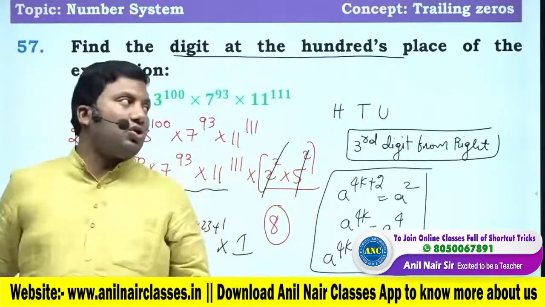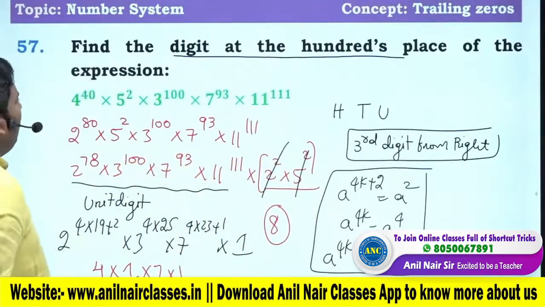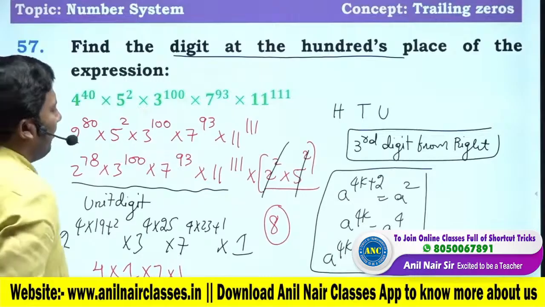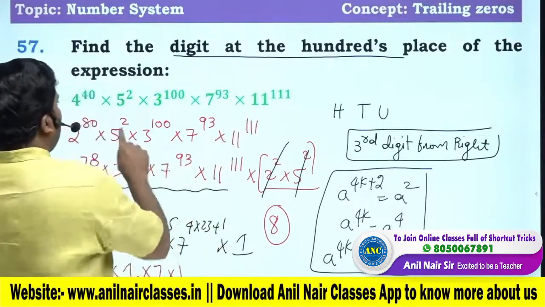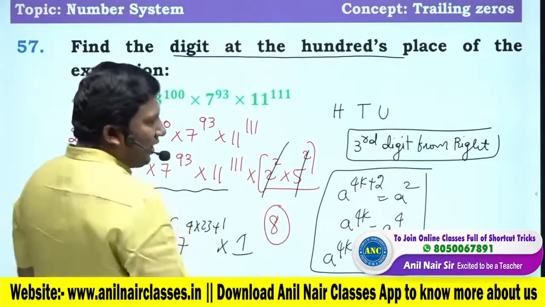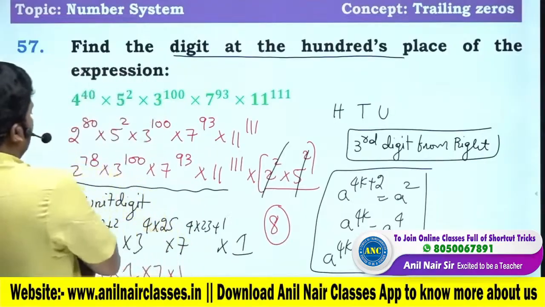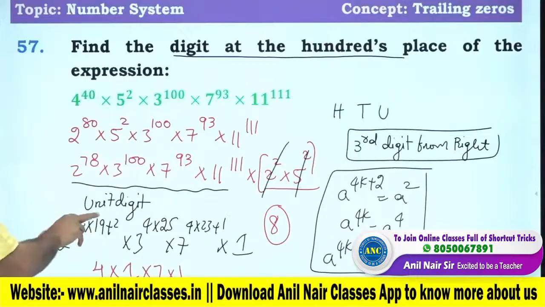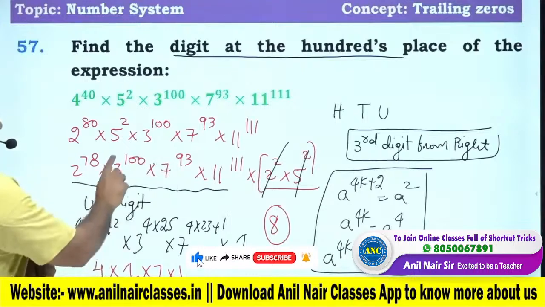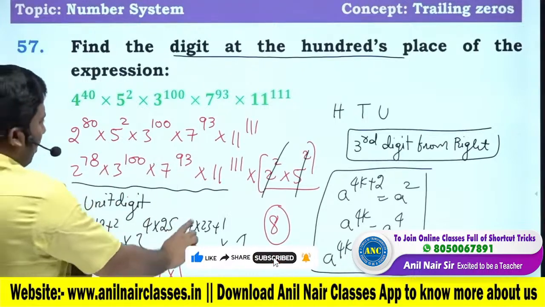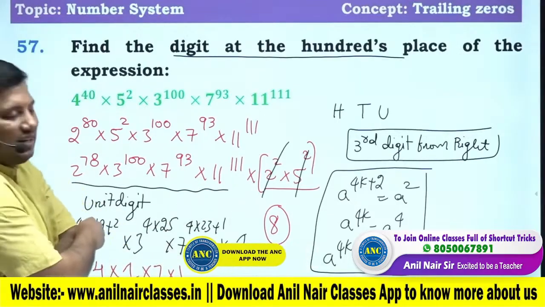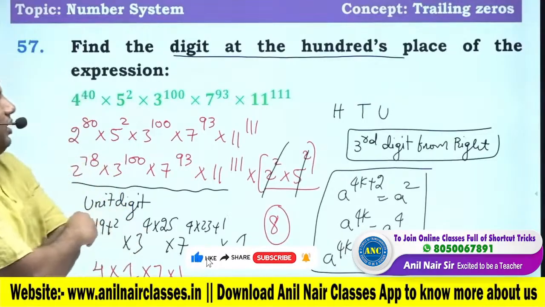Another very, very good question, sir. 4 power 40 into 5 square into 3 power 100 into 7 power 93 into 11 power 111. 1 power any number is 1. 2 square I took out and 5 square I took out. 2 square into 5 square, last 2 digits are 0, 0. 78 is 4 into 19 plus 2, A power 4k plus 2 is a square, so first is 4. 3 power 4 into 25 gives 1. 4 into 23 plus 1 gives 7. 1 power any number is 1. 4 sevens are 28. Unit digit will be 8.